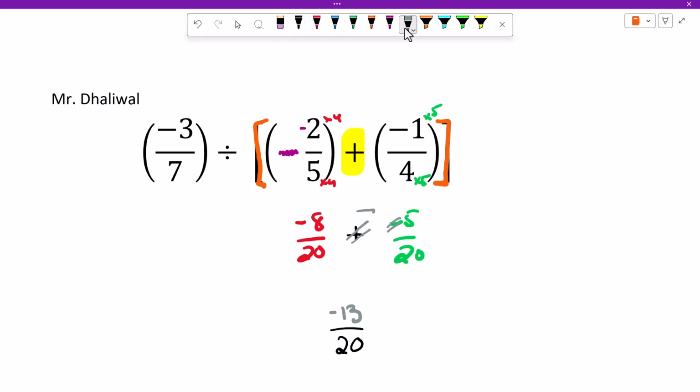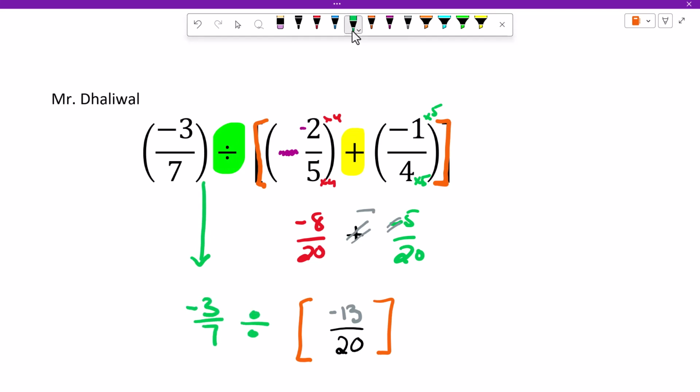Okay. So we finally got those square brackets down to a single number. If you want, you can keep those there. Right? Now we bring down our next operation, which is this division sign. We bring this one down. So you go, okay, negative 3 over 7 divided by this. Okay. So we're working vertically. You can see where all the numbers are coming from.